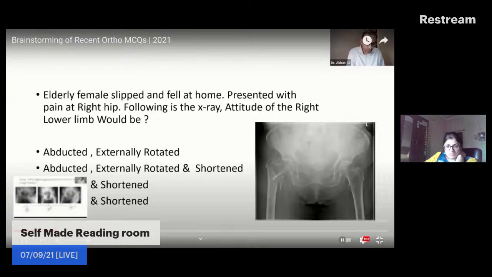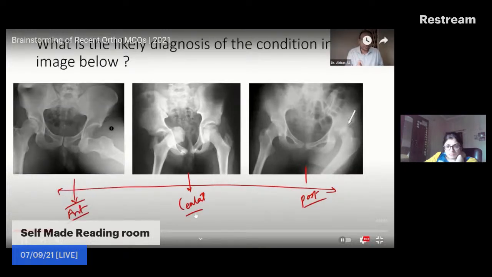Okay. Right, now look at this question. If it is not clear, you'll palpate for the head. The sign of Narath, yes, the vascular sign of Narath.